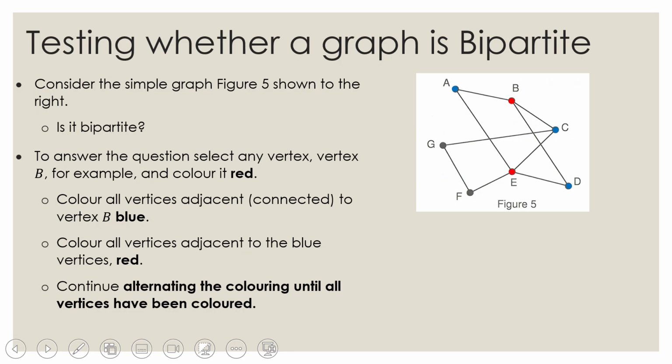As we then go across, anything touching those blue ones must be the color red, which is going to be E and G. And then double check to make sure that there is in fact no connection from B to E, because if there was a connection there, it would no longer be bipartite, as we said before. Then F would in fact be blue, because that's attached to G and E.